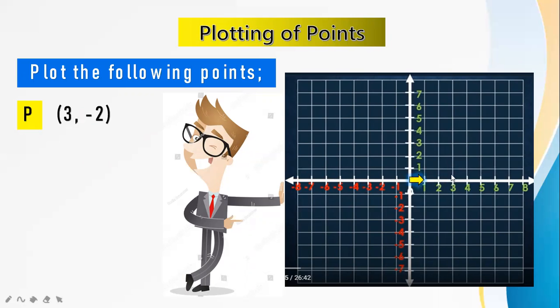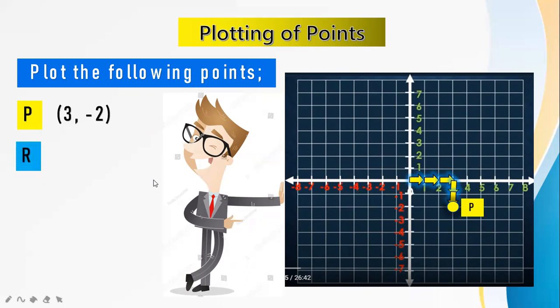So we have 1, 2, 3. And then after that, move 2 units below the x-axis because this one is negative. These are the negative numbers and this will be your positive number. So we have 1, 2, and therefore this will be your point. So we have point P.